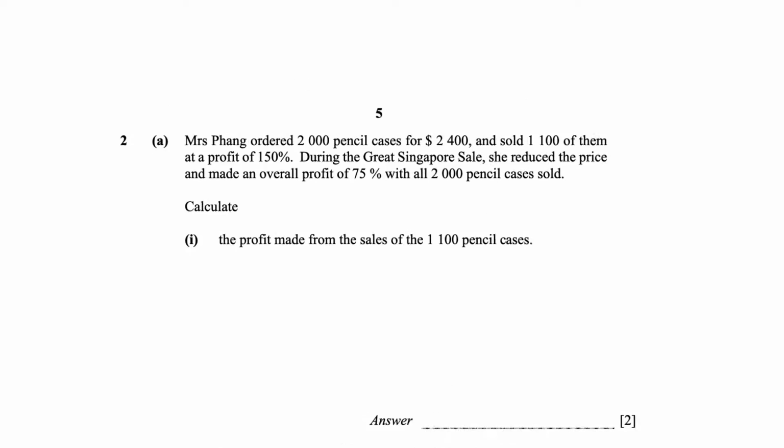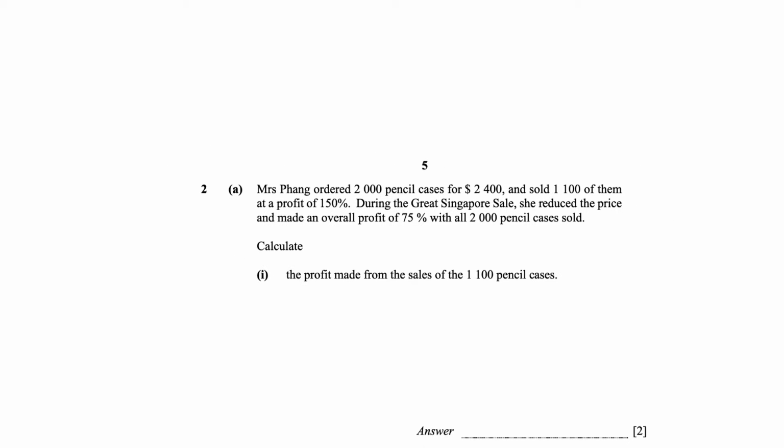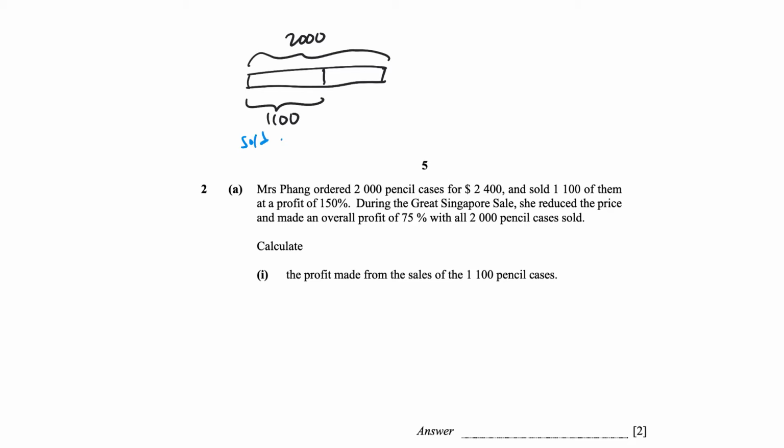cases sold. So it's a bit confusing, but for 2,000 pencil cases, let's go back to a very old tool that we learned. Models. 2,000 pencil cases, okay. And so 1,100 of them, she sold at a profit, so I'm just going to say sold at a profit of 150%. They just help us visualize what is happening to each one, right?